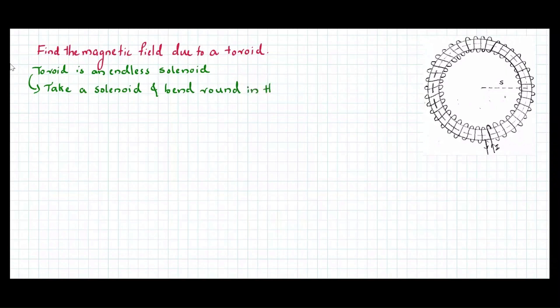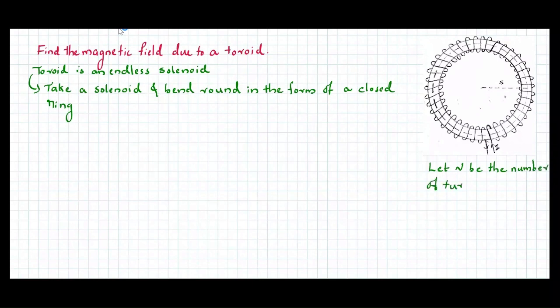If you take a solenoid and bend it round in the form of a closed ring, then it will form a toroid. We can say a toroid is an endless solenoid. Now we have to find out the magnetic field due to a toroid.